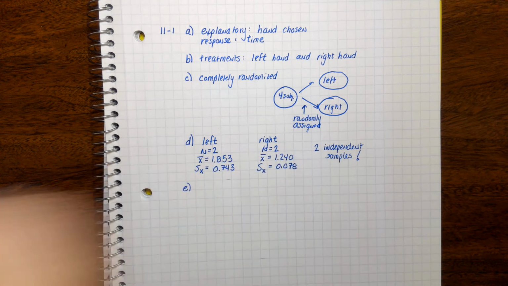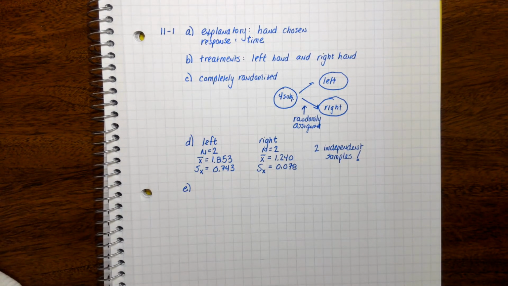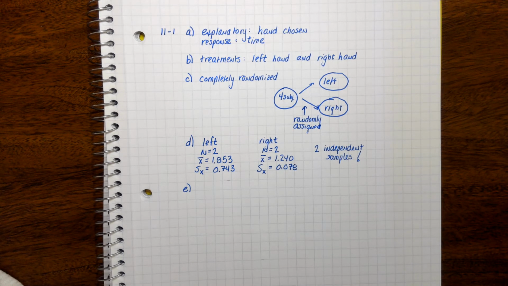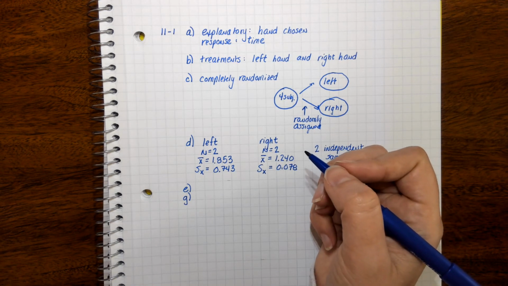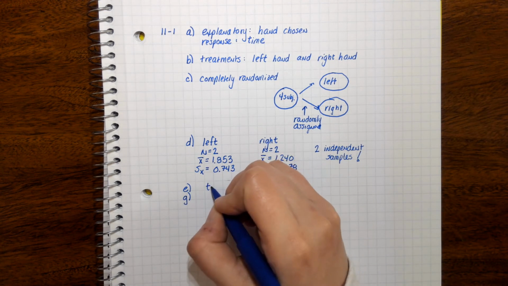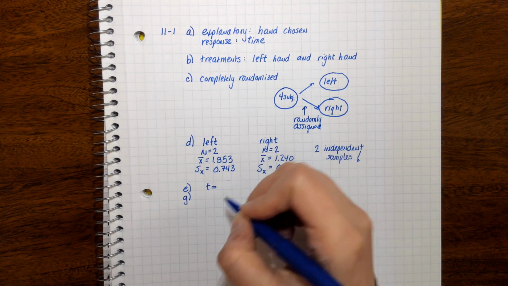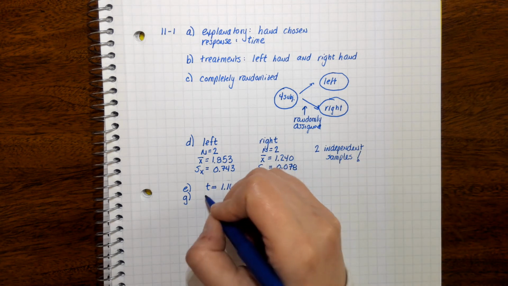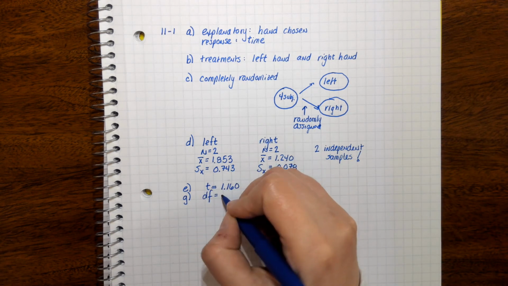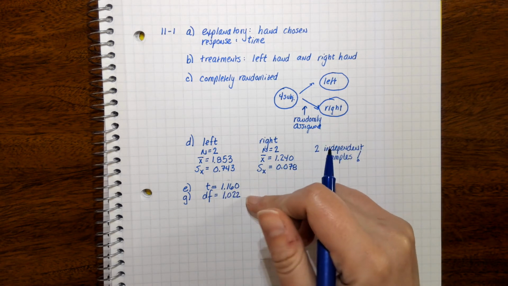And then E, use your gut. Does it appear that the data sets are different enough to conclude that the left hand and right hand necessarily have different reaction times in this experiment? Okay, so this is kind of E, F, and G. We're going to put E and G together here, and what we're going to do is take down the information. So the T statistic, the T value was 1.160. The degrees of freedom was 1.022.